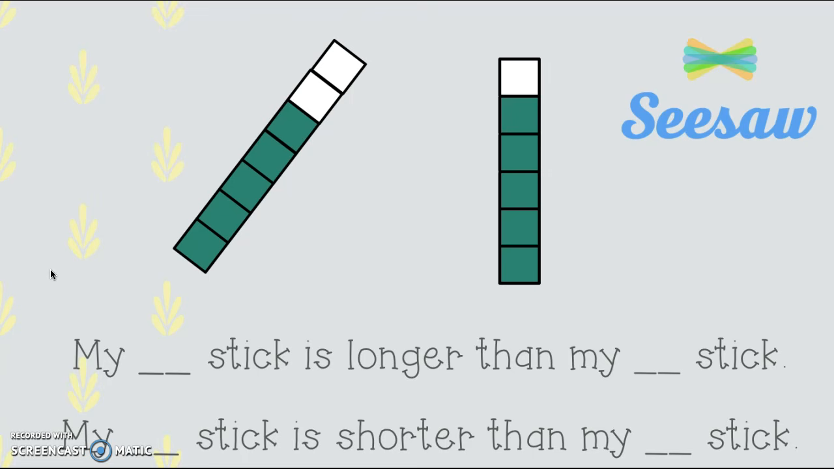What I want you to do is look at the picture of those two counting link sticks. Tell me which one's longer than and then how many are in each. Or you can tell me which one's shorter than and then tell me how many are in both. All right? You can either make a video or you can write or type it out.